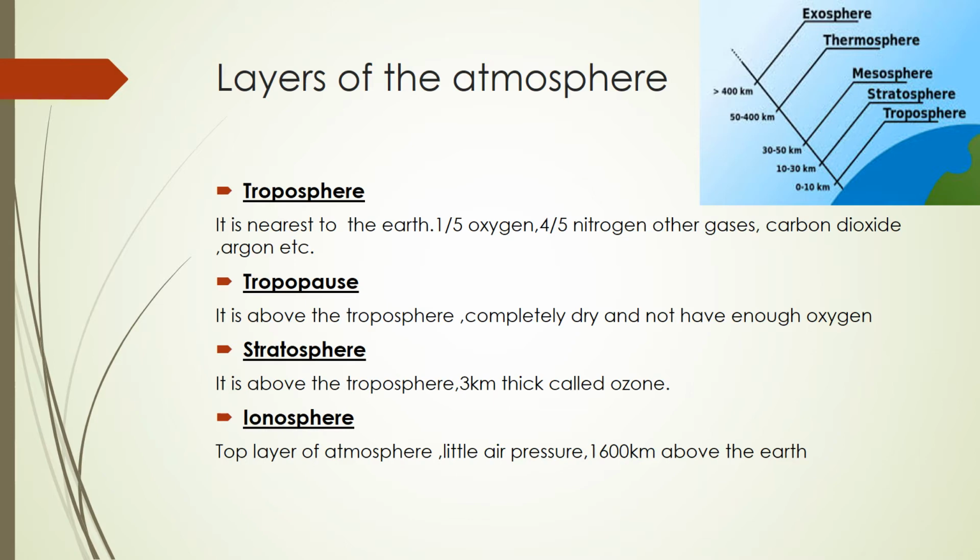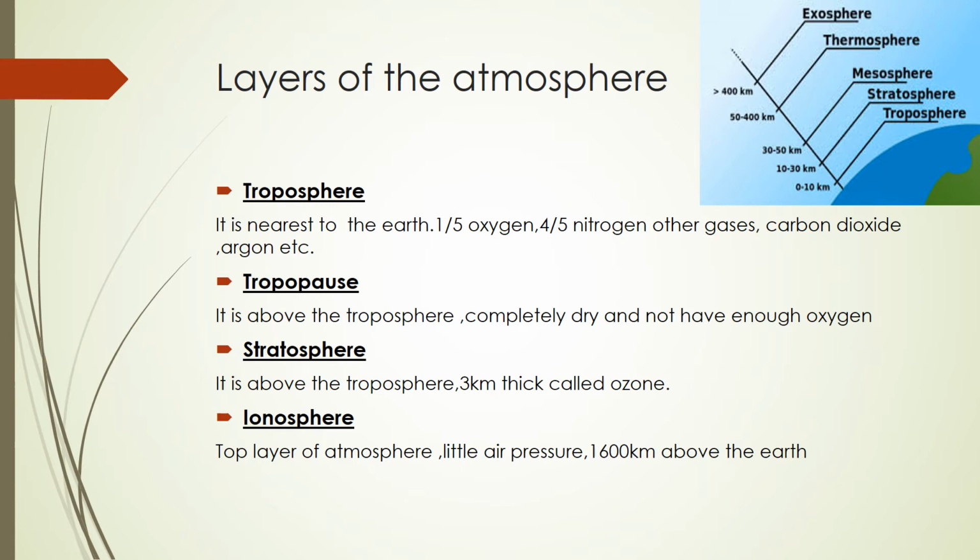Second layer is tropopause. Tropopause is above the troposphere, as you can see in the diagram. It is the boundary between the troposphere and the stratosphere. Going upward from the surface, it is the point where air ceases to cool with height and becomes almost completely dry. It does not have enough oxygen for living things to survive in.